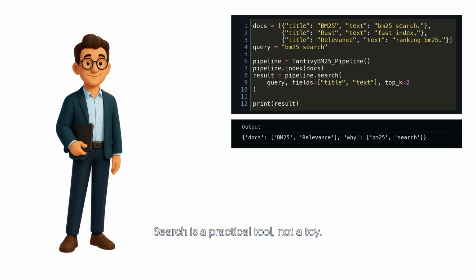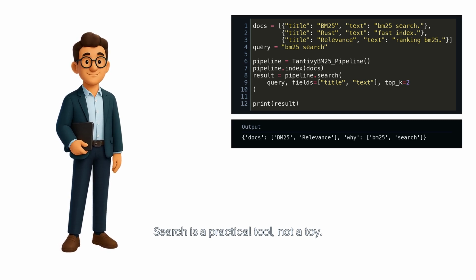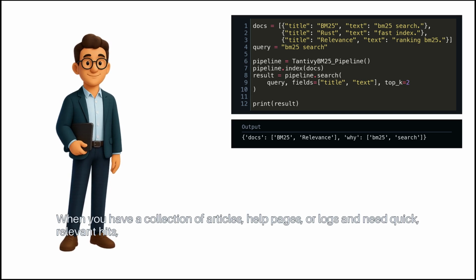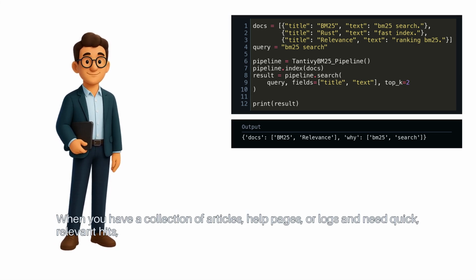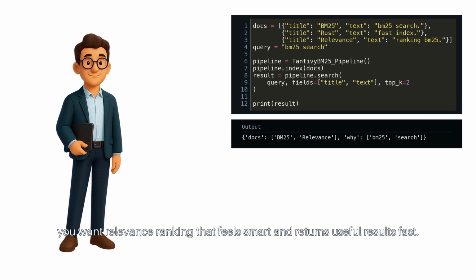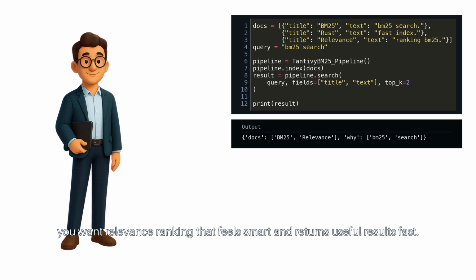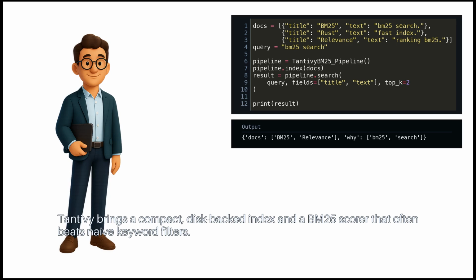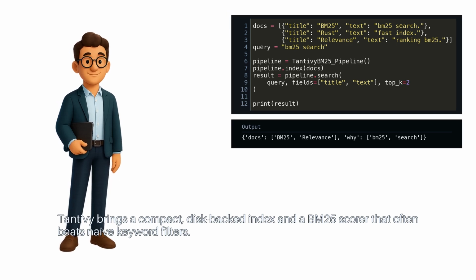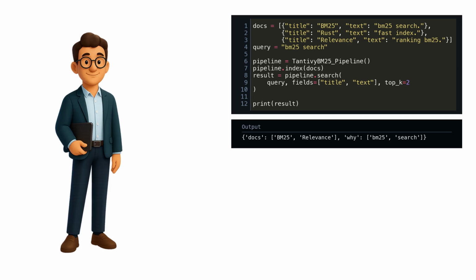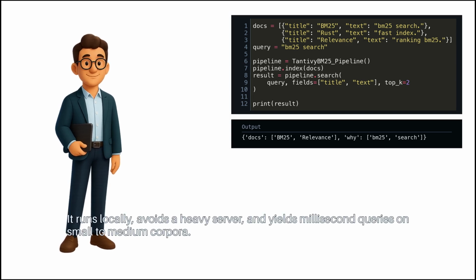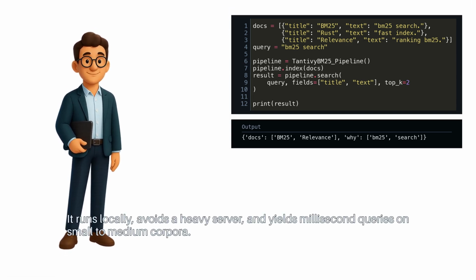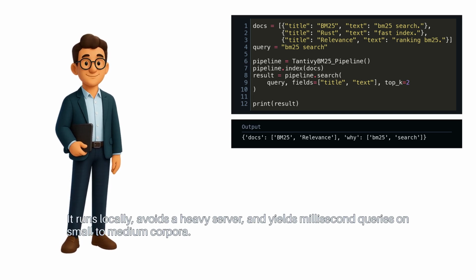Search is a practical tool, not a toy. When you have a collection of articles, help pages, or logs and need quick relevant hits, you want relevance ranking that feels smart and returns useful results fast. Tantivy brings a compact disk-backed index and a BM25 scorer that often beats naive keyword filters. It runs locally, avoids a heavy server, and yields millisecond queries on small to medium corpora.